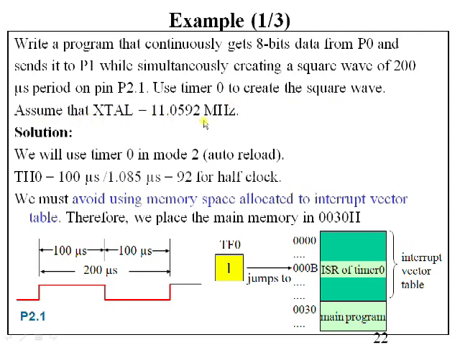So whenever the timer 0 generates an interrupt, then it has to create a 200 microseconds waveform on P2.1. Okay, let us calculate the time period initially. So TH0 equals 100 microsecond. I'm just calculating for half clock cycle. Therefore, 1.085 microseconds is the time required for the timer to get incremented by 1, therefore I'll get 92 for half clock. So this value should be loaded into TH, so that I'll get 100 microseconds and 100 microseconds. Let us see the program.